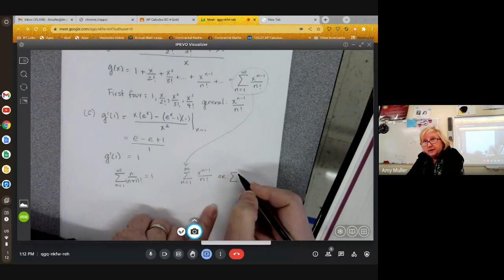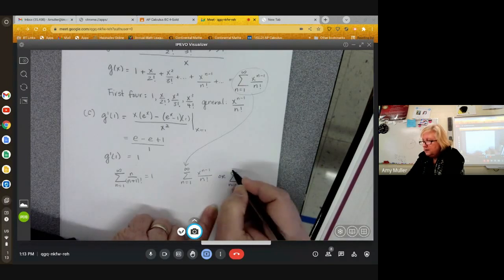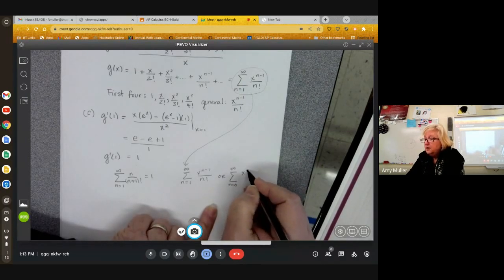Wait, but then it would be n equals 0. I know, that's all right. Okay, so that's all right. It's going to work: the sum from n equals 0 to infinity of x to the n over n plus 1 factorial. Right, okay, good.